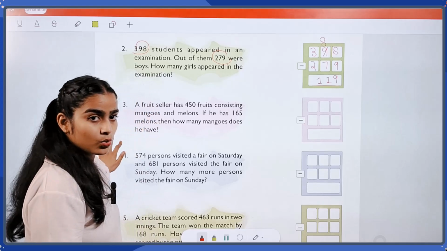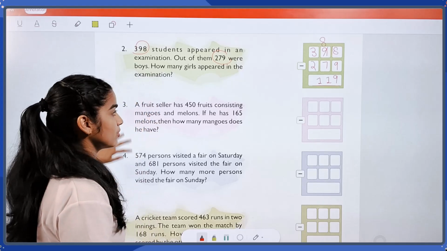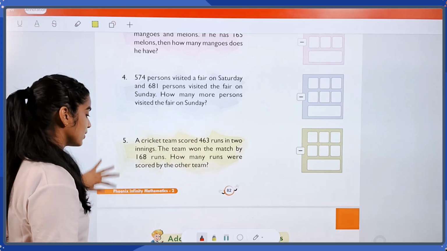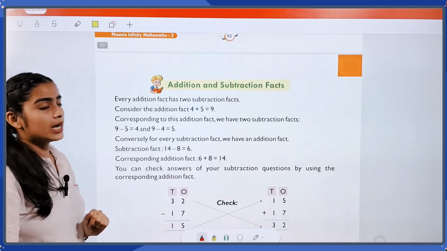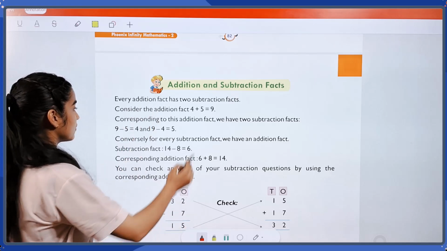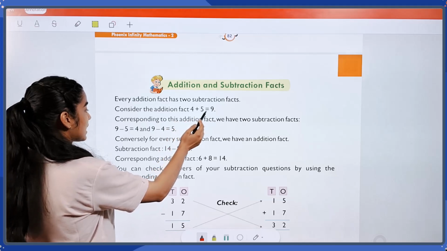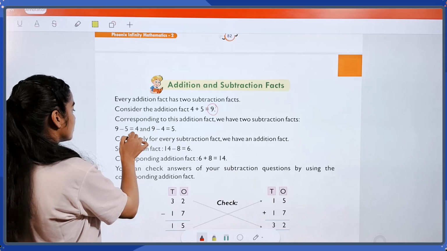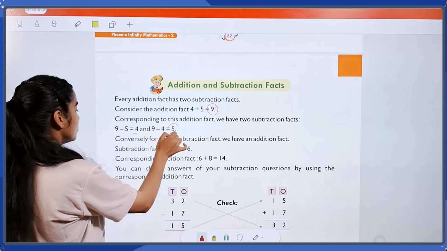So you can give a try to the rest of the questions in a similar way as we did above in this section. Now we have the addition and subtraction facts. Every addition fact has two subtraction facts. Consider the addition of 4 plus 9, which means 13. So 13 minus 4 is equal to 9 and 13 minus 9 is equal to 4.